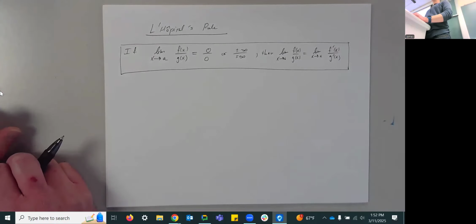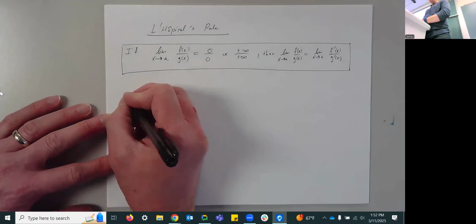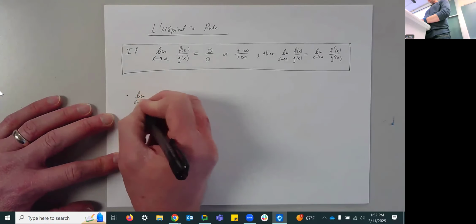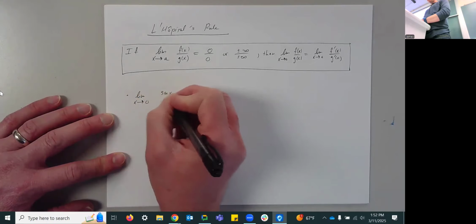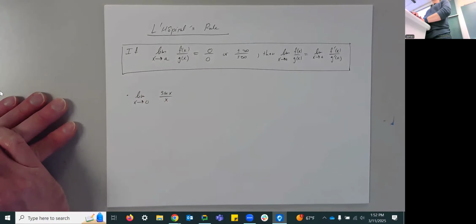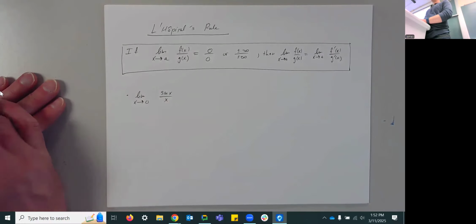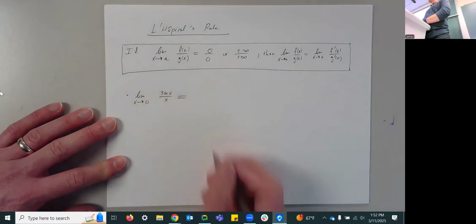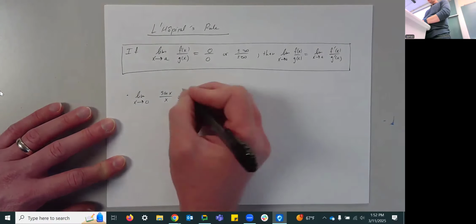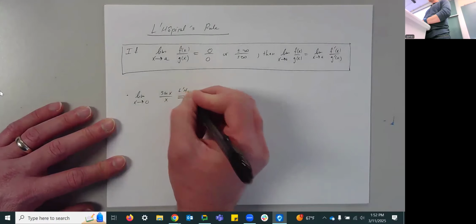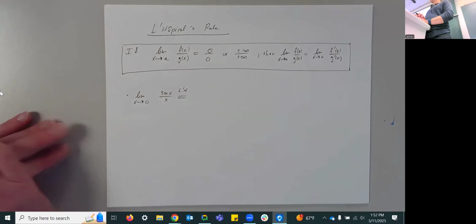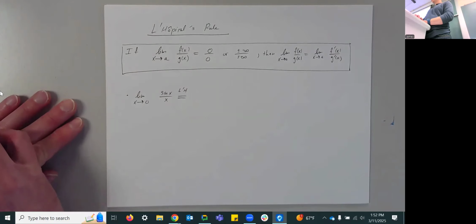Some examples you might be familiar with. The limit as x approaches 0 of sine of x over x. We've seen this one a fair amount in the beginning of the quarter. That limit was 1. But now we can use L'Hopital's rule. Oh, by the way, when I use L'Hopital's rule, I think it's a good idea to write L apostrophe H above the equal sign. It's pretty typical notation for showing someone that you're using L'Hopital's rule.